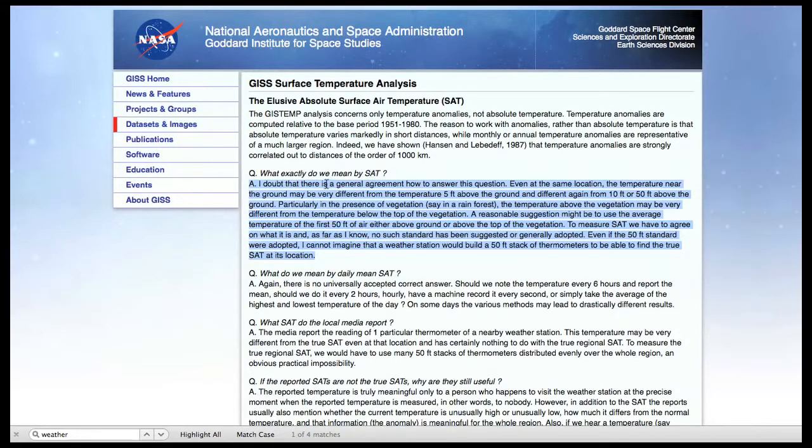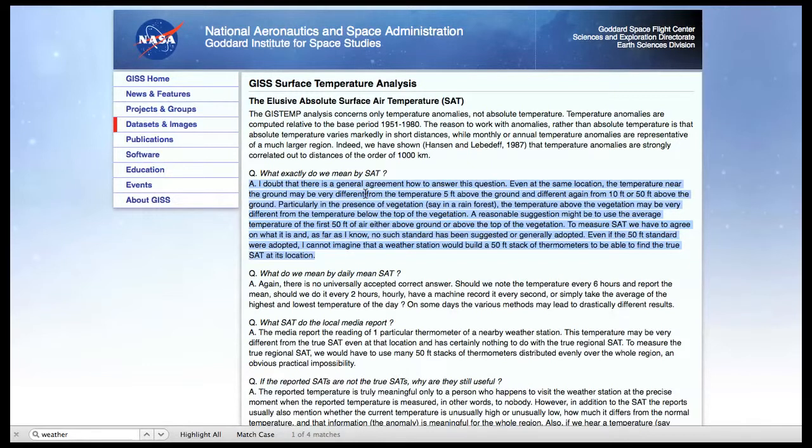And what exactly do we mean by surface air temperature? They themselves say, "I doubt that there is a general agreement about how to answer this question. Even at the same location, the temperature near the ground may be very different from the temperature 5 feet above the ground, and different again from 10 feet or 50 feet above the ground, particularly in the presence of vegetation, say in a rainforest. The temperature above the vegetation may be very different from the temperature below the top of the vegetation. A reasonable suggestion might be to use the average temperature of the first 50 feet of air either above ground or above the top of the vegetation.